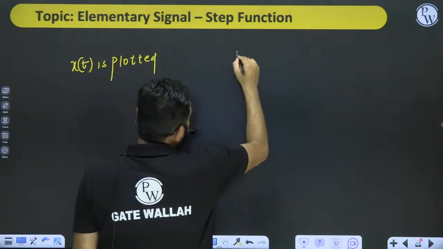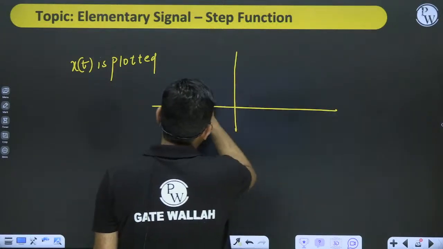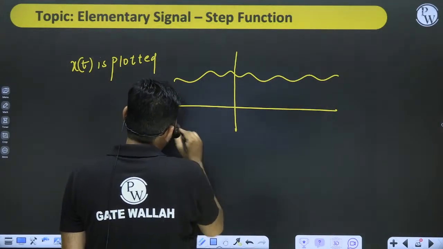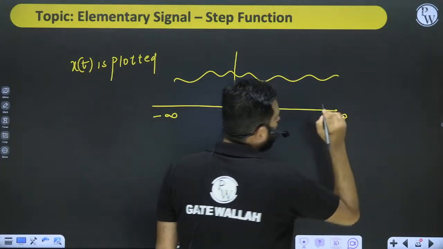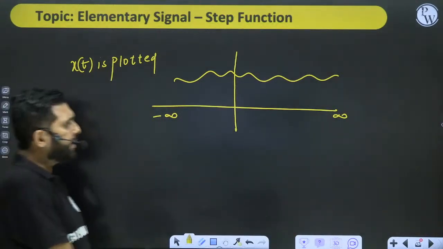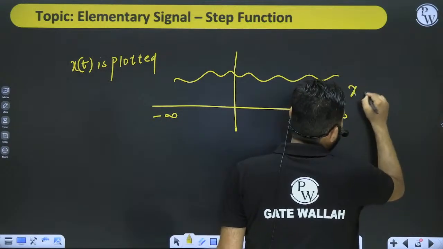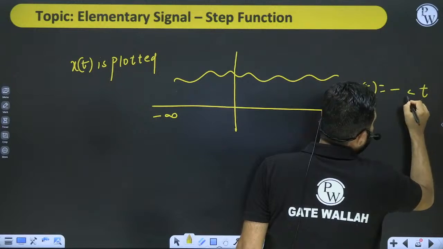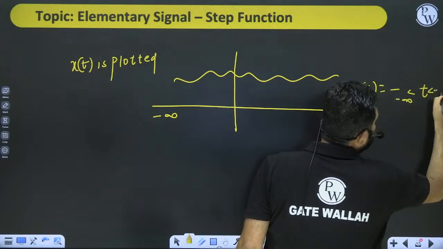This is a random x of t. Suppose we have this one, starting from minus infinity to plus infinity. x(t) is some function from minus infinity to plus infinity.